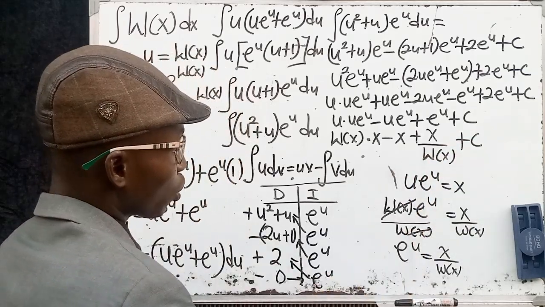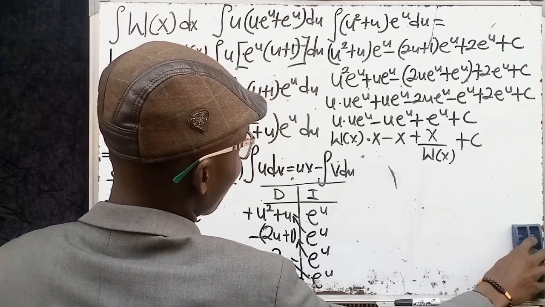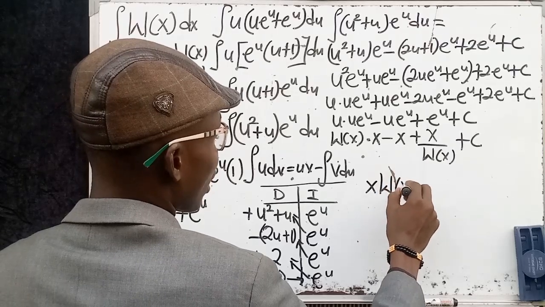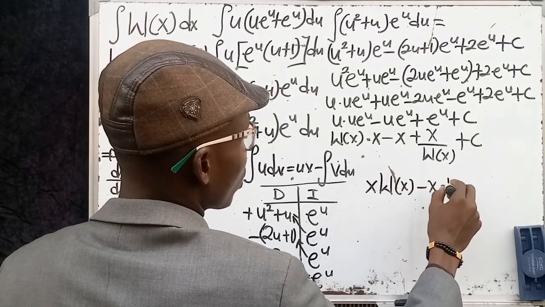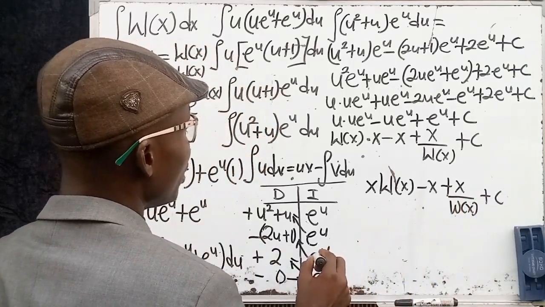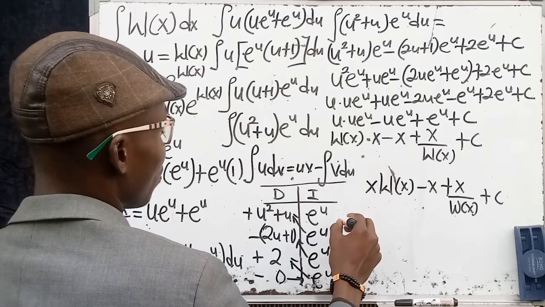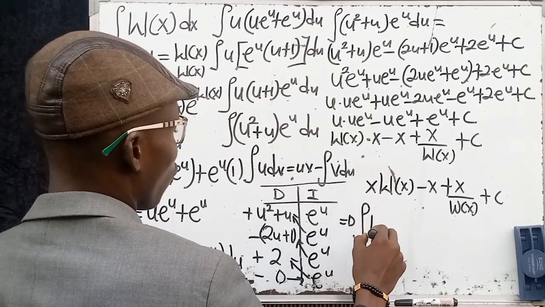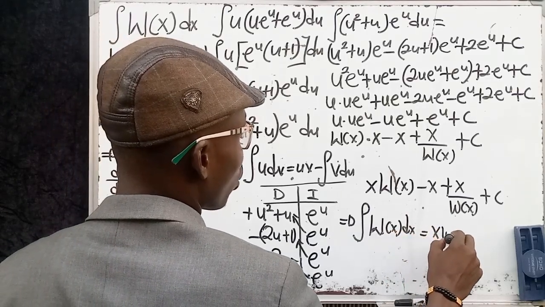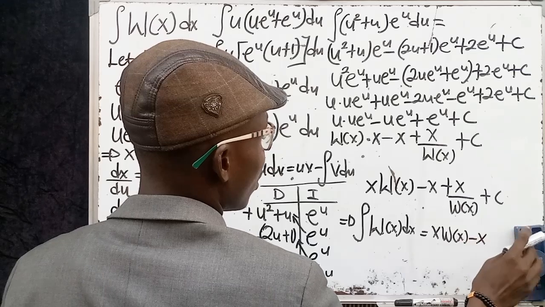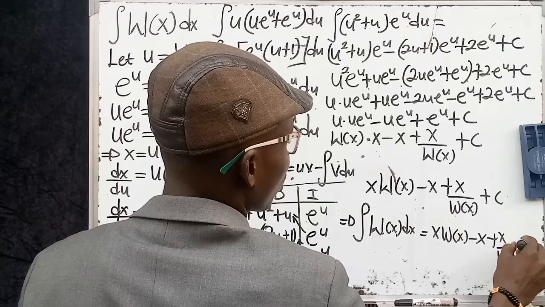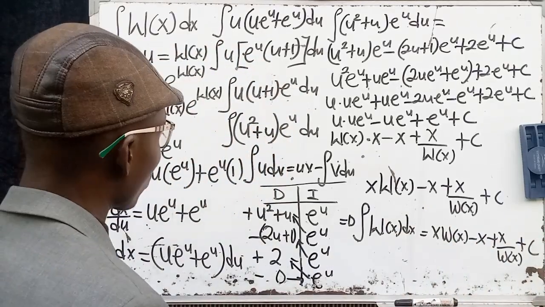You can see, very simple and interesting. So we can remove this from here. That means x times this, which is x, multiplied by the W function of x, minus x plus x divided by the W function of x, plus C. That implies that the integral of the W function of x dx is equal to x multiplied by the W function of x, minus x, plus x divided by the W function of x, plus C. And this is the solution to this particular problem.